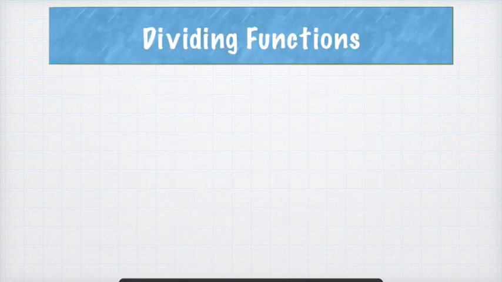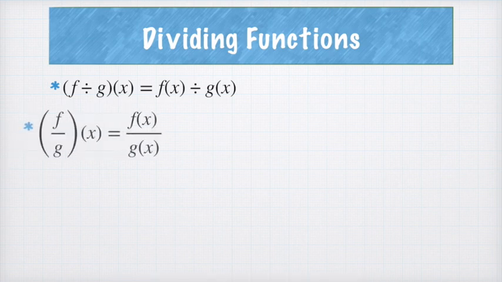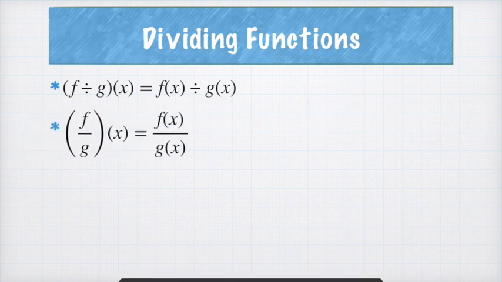Finally, we're going to talk about dividing functions. So we have f divided by g of x. And now I'm going to just tell you right here that we're going to try and keep this as simple as possible for the time being, because these become really weird. It's a little bit easier to keep your lives easier. So we have the first way, and we can also write it the second way, f over g of x.